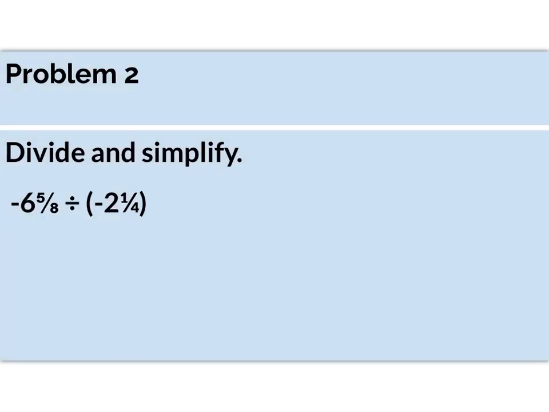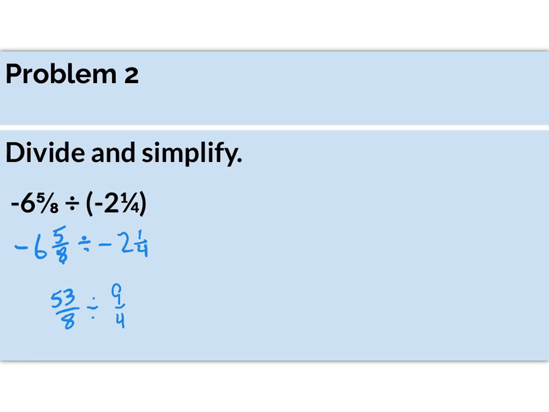Let's look at our final example. Negative 6 and 5/8 divided by negative 2 and 1/4. And from the integer video, if you have 2 negatives, then it's an even amount because 2 is an even number. So we get rid of that. So now let's just deal with our fractions. The negatives go away. 6 times 8 is 48 plus 5 is 53 over 8 divided by 2 times 4 is 8 plus 1 is 9, 9 over 4.